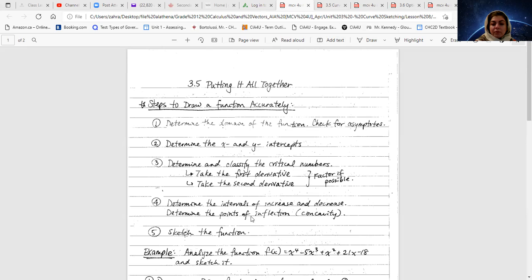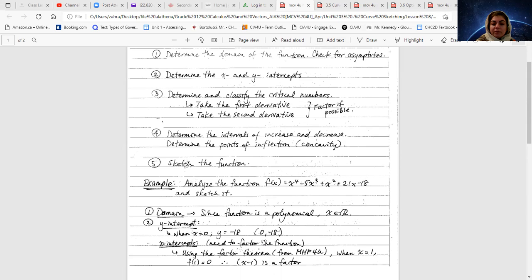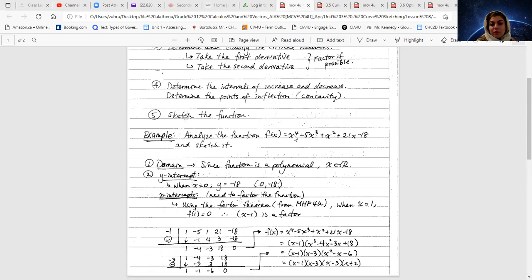To determine the point of inflection, you set your second derivative equal to 0. Also, for the concavity, you just find the sign of your second derivative. Positive means concave up, negative means concave down. And then we sketch the graph from the information. Let's look at an example.